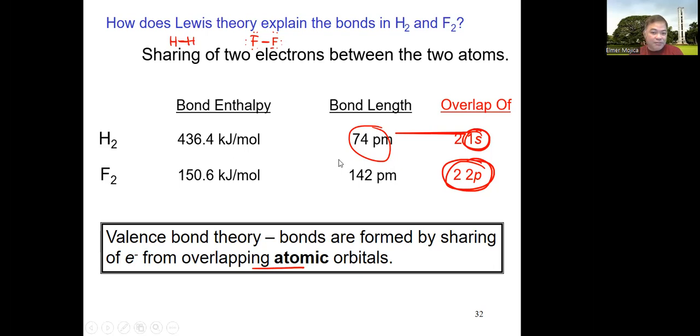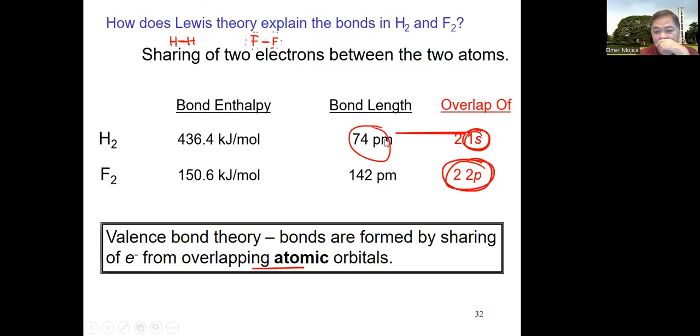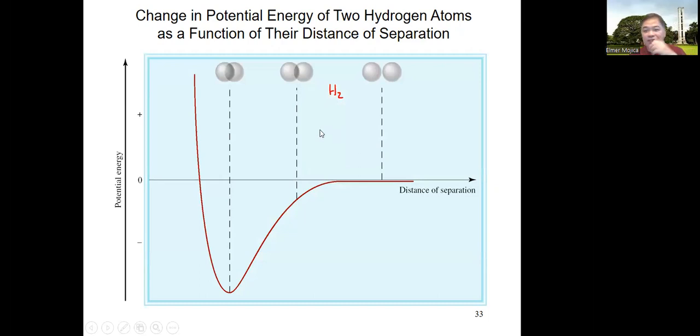The way that they look at it, whenever they form a bond, it is the one that has the lowest energy. So for instance, this is H2. How do they determine the bond length that is equal to 74 pm? What they do is they look at the energy as they adjust the distance between two hydrogen atoms. And they found out that at 74 picometers, that's the one that shows the lowest energy level.